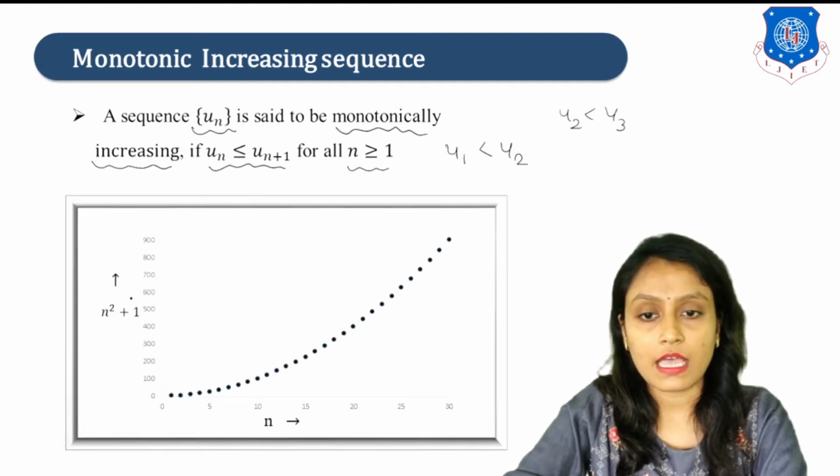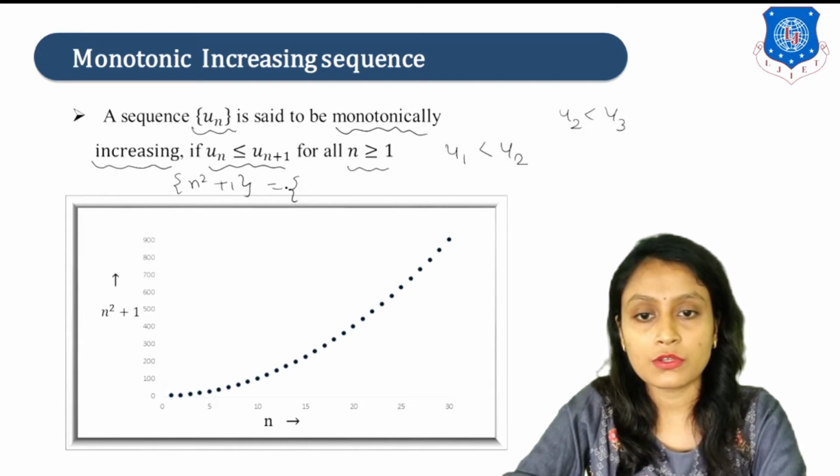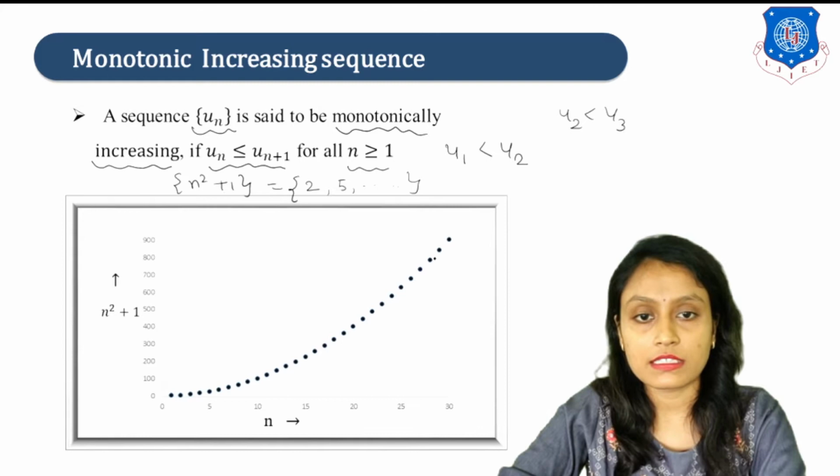So let's see one example. Here a sequence n square plus 1 is given. If you substitute n equals 1, you get the first term as 2. For n equals 2, you get the second term 5 and so on. As you can see, as you increase n, the number also increases. And also in the graph you can see that the sequence is increasing.